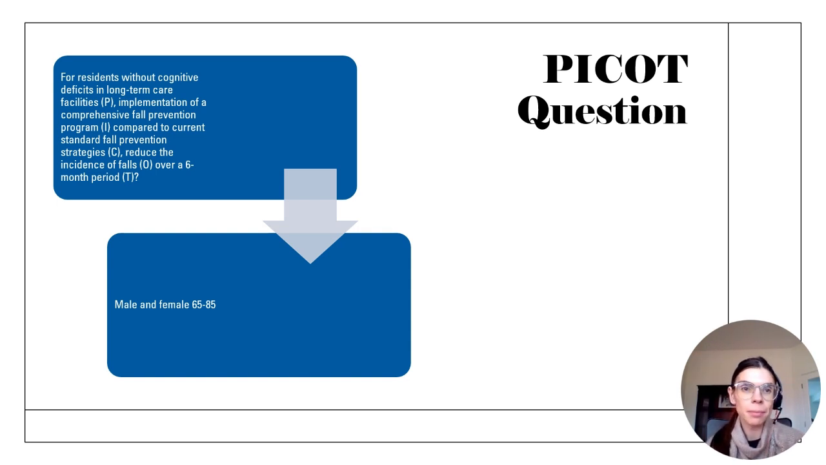fall prevention programs. With that being said, my PICO question is: for residents with cognitive deficits in long term care facilities, does the implementation of a comprehensive fall prevention program compared to a current standard fall prevention strategy reduce the incidence of falls over a 6 month period of time? And my target population are males and females in the long term care facility without cognitive deficits between the ages of 65 to 85.